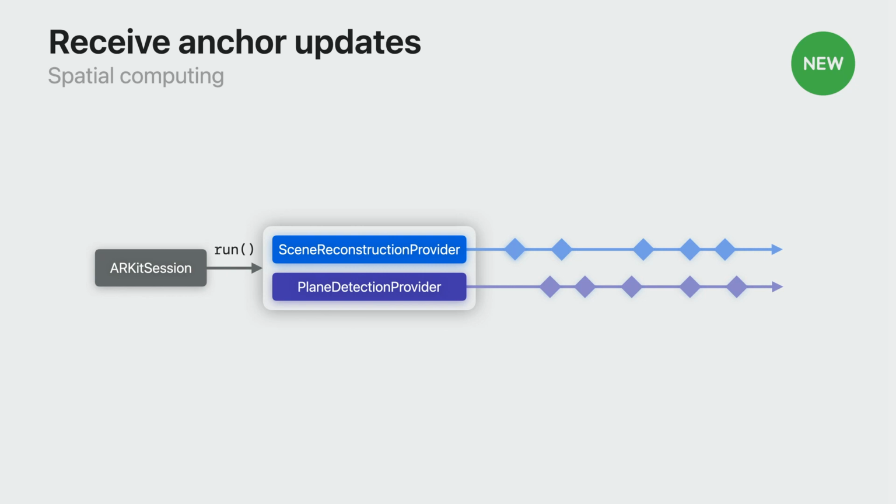Anchor updates come as soon as they're available and are decoupled from updates of other data providers. It is important to note that AR frames are no longer provided. Spatial computing applications do not need frame or camera data to display content, since this is now done automatically by the system. Without having to package anchor updates with an AR frame, ARKit can now deliver them immediately, reducing latency, allowing your application to quickly react to updates in the person's surroundings.